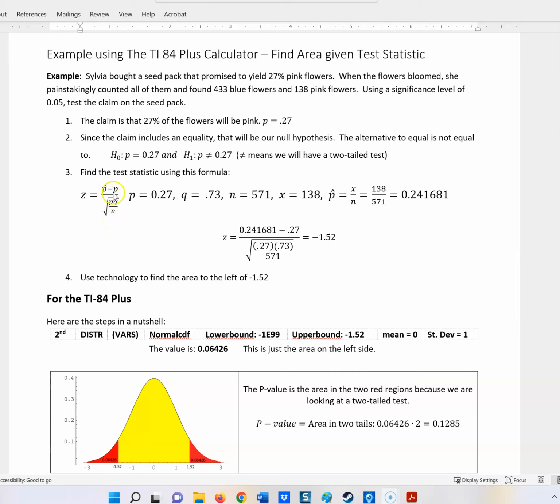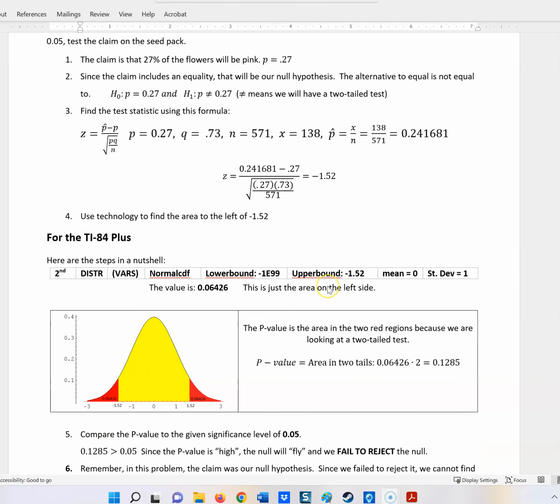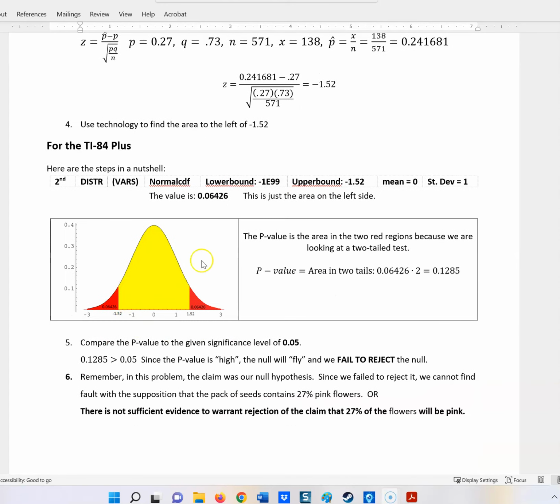p hat minus p, so 0.24168 minus p, 0.27, over the square root of pq, 0.27 times 0.73, over n, and that equals negative 1.52. And then it says use technology to find the area to the left of negative 1.52. So the way your calculator works is when you put in a value here for negative 1.52, it's going to show you the area under that curve to the left this way.